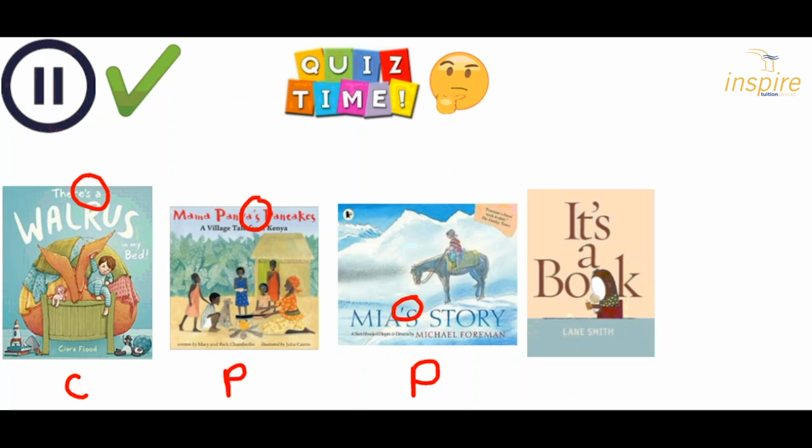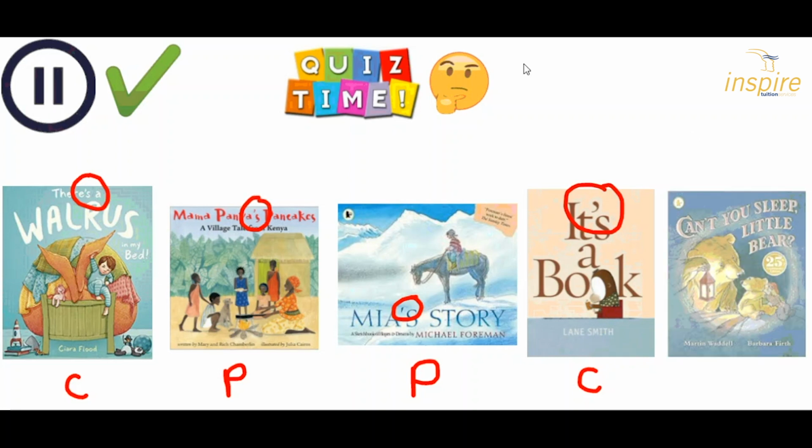It's a book. It's a great book. The apostrophe is in its. Now remember what we said? If the apostrophe is in its, it's short for it is. So it's a contraction. And finally, can't you sleep, little bear? The apostrophe is in can't, short for cannot. So we have another contraction.